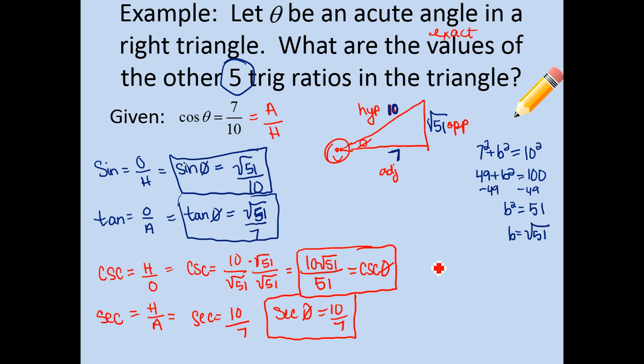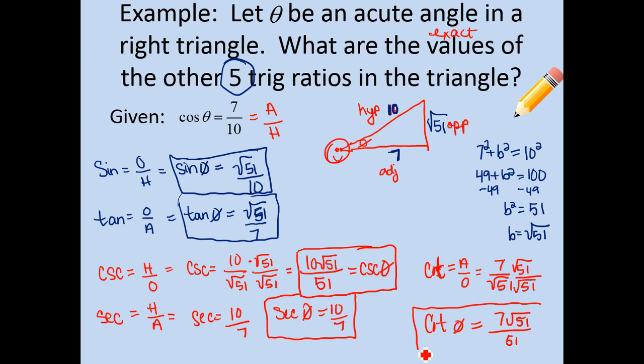And then the last one is the cotangent. And cotangent is adjacent over opposite. And that would be 7 over the square root of 51. We can't have the square root on the bottom, so we're going to multiply the top by the square root of 51 and the bottom by the square root of 51. So cotangent of theta would equal 7 square roots of 51 over 51. So that would be the other 5 trig functions.